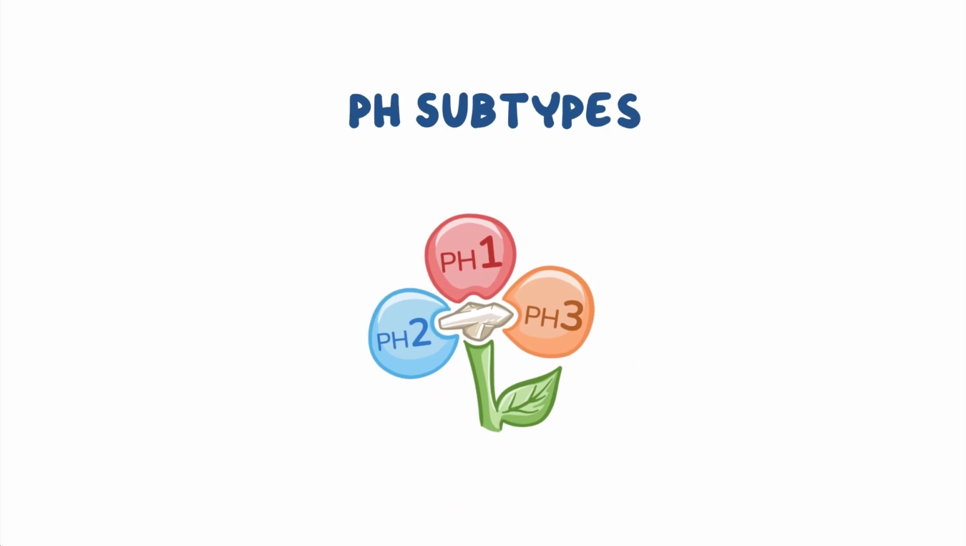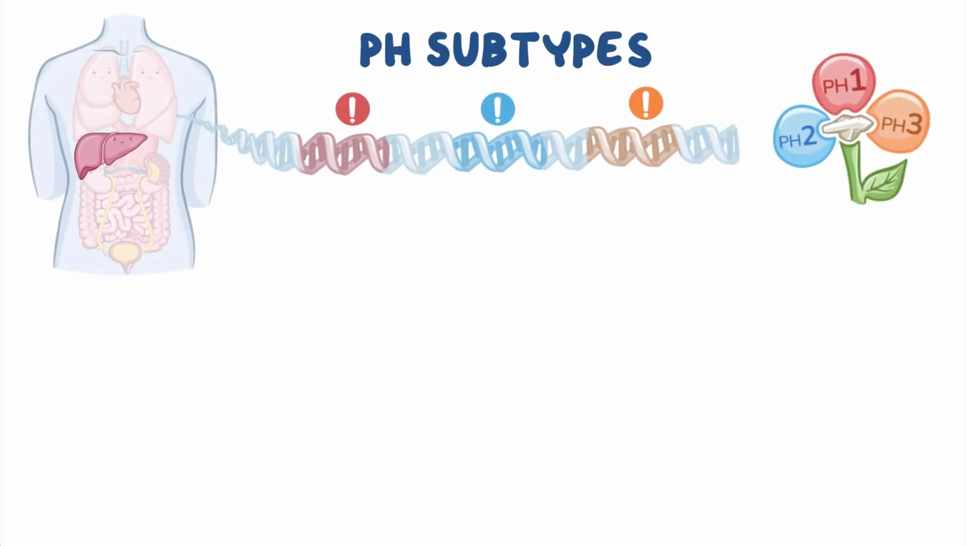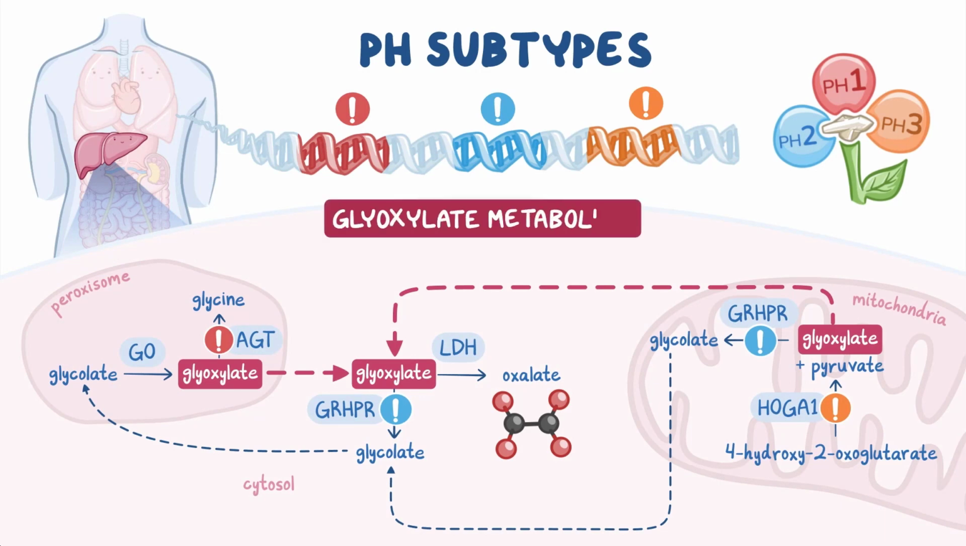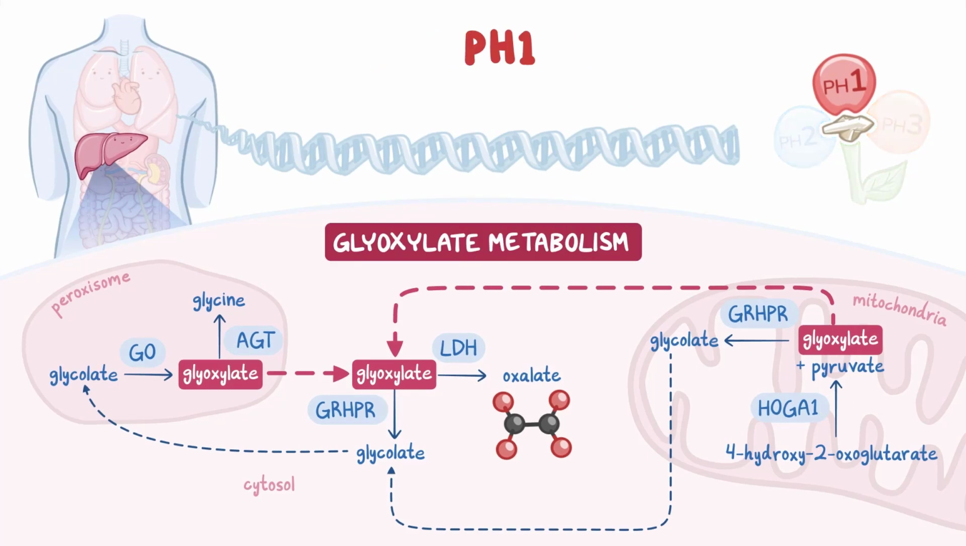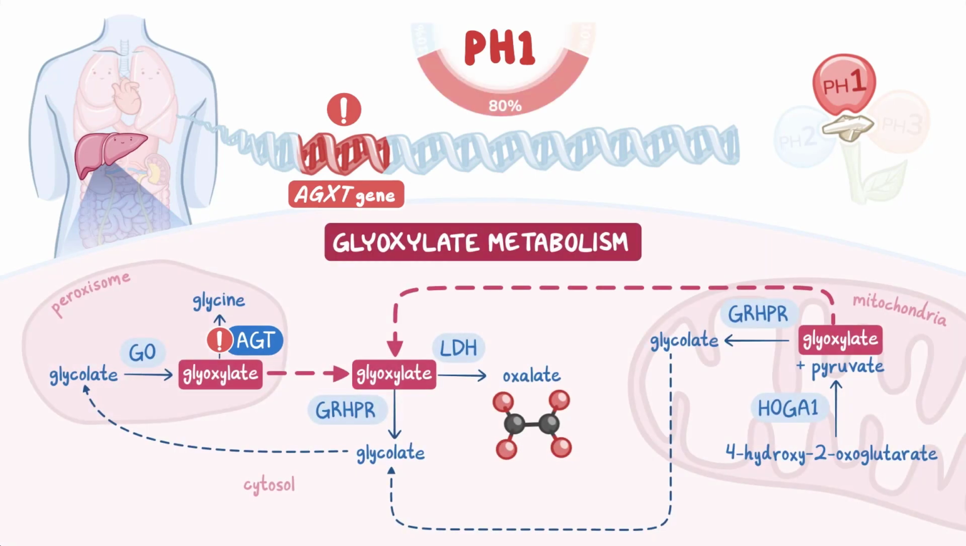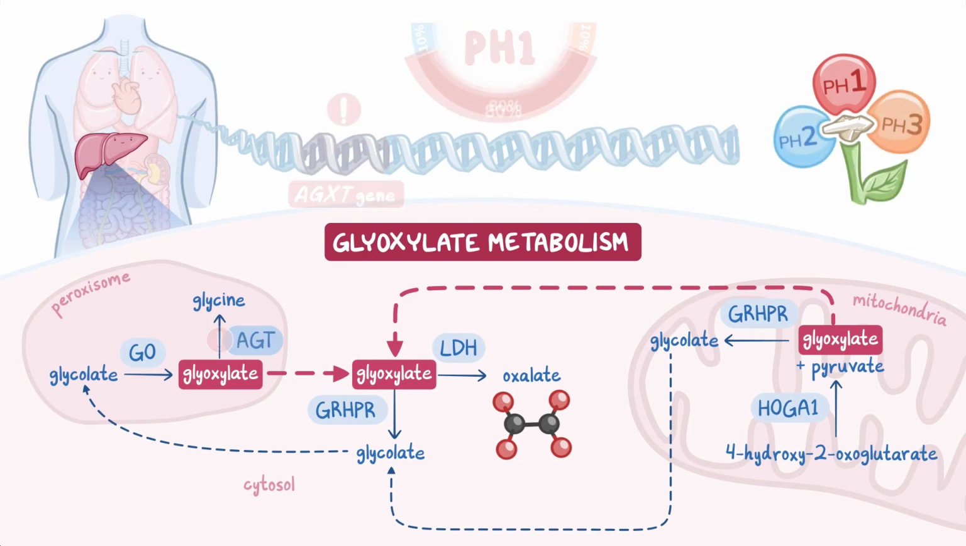PH subtypes are categorized according to specific genetic mutation, leading to different enzyme defects of the glyoxylate metabolism in the liver. Its genomic prevalence is much higher than the current prevalence data worldwide. PH1 occurs with a mutation in the AGXT gene, altering the function of peroxisomal alanine glyoxylate aminotransferase. It's the most common type of the disease, affecting up to 80% of patients.